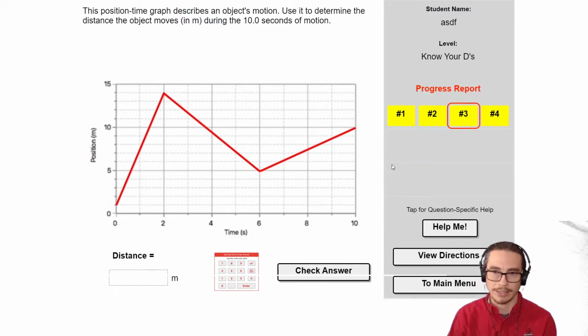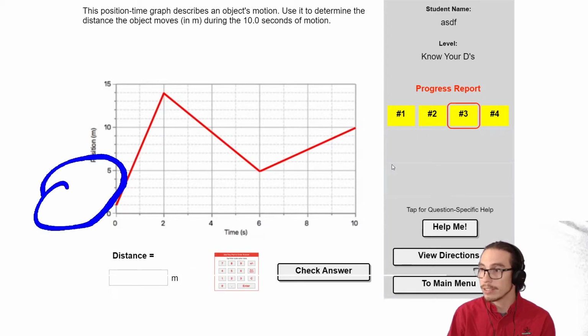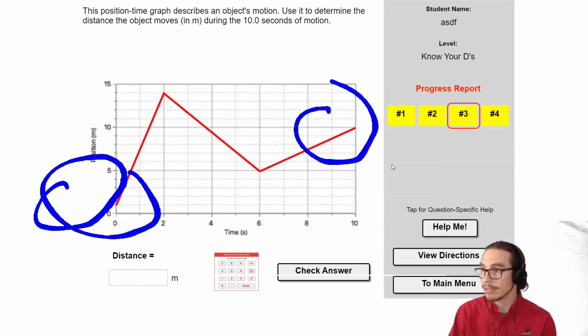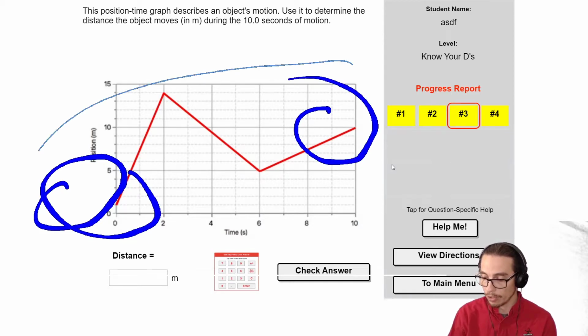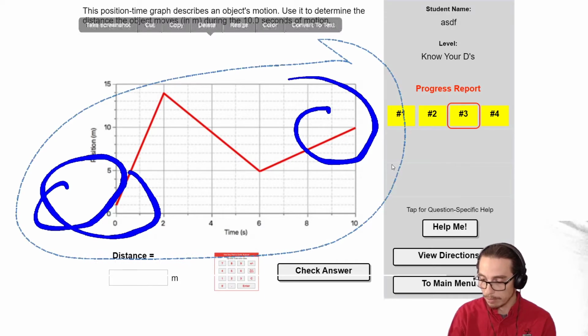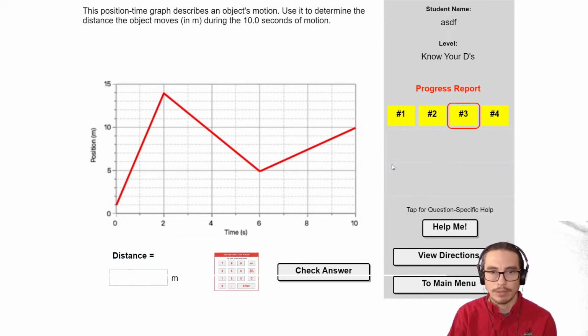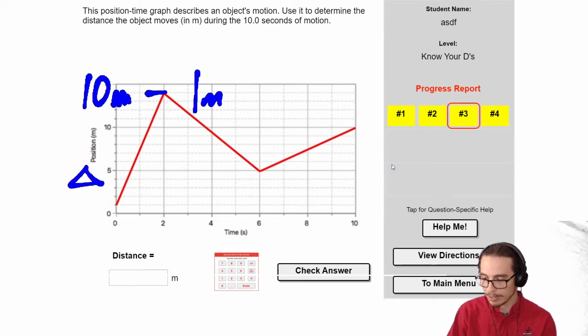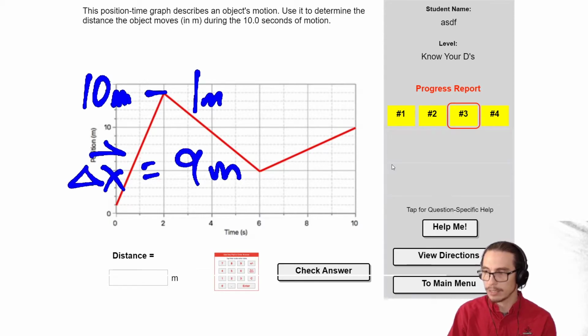Displacement, way easy. For the first 10 seconds, all I have to do is look at the beginning, which is right there, and at the end, which is right there, and subtract the two. And I can see that I ended up further along the positive axis, so that means I'm going to have a positive answer. So looking at that, I'm at position 10 meters at 10 seconds. And at 0 seconds, I was at 1 meter. So my displacement is positive 9 meters. Cool beans.